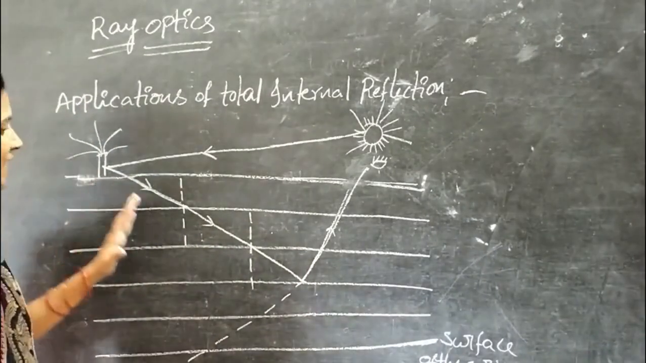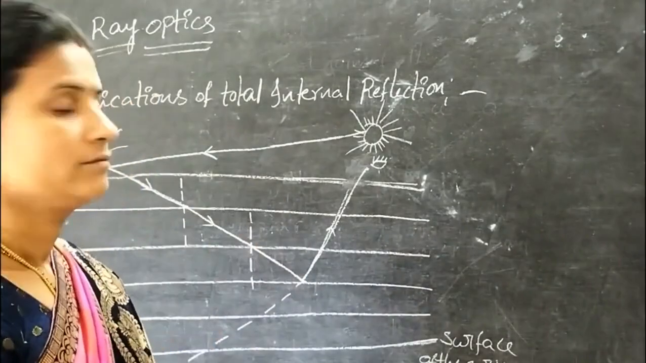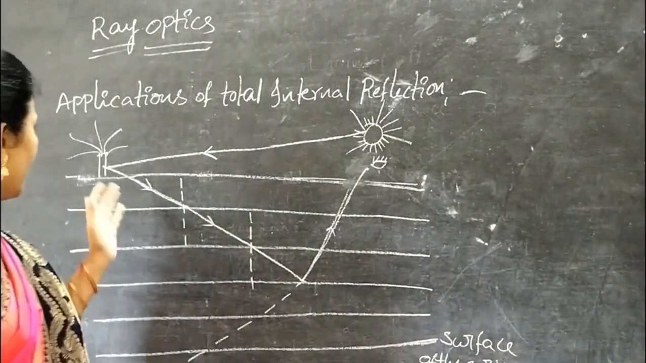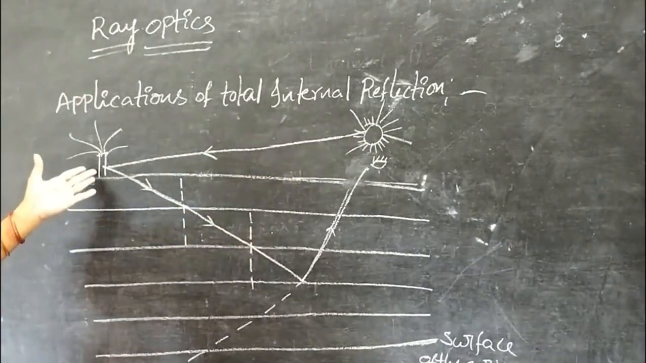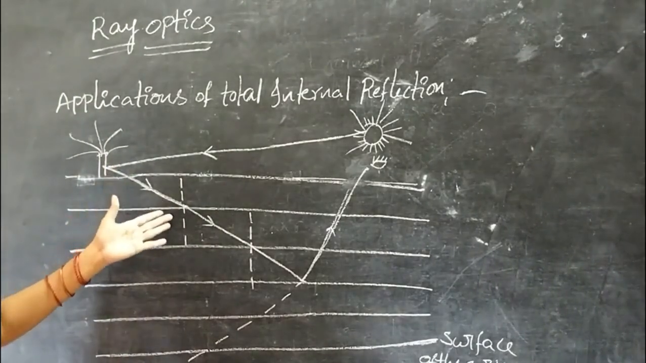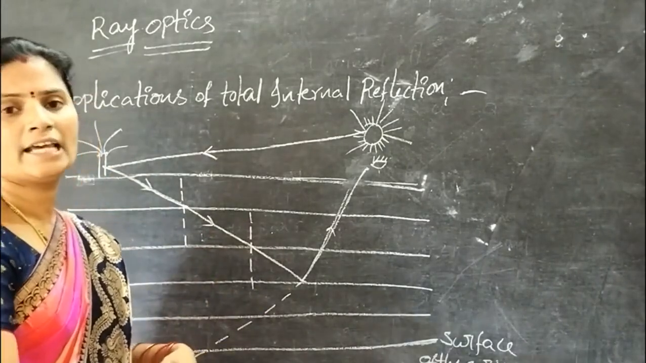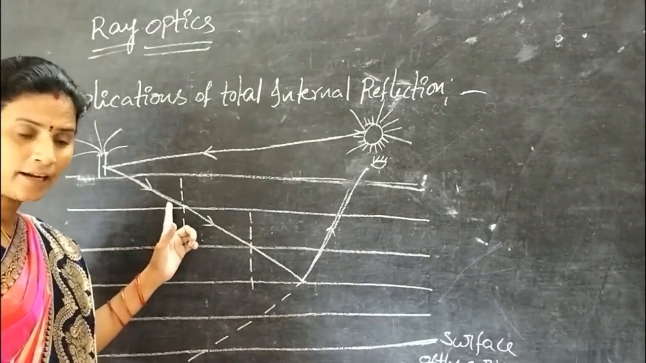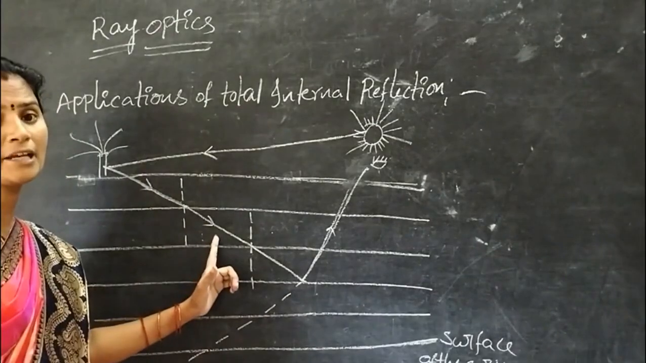A mirage is an optical illusion. It is one of the applications of total internal reflection. Whenever the sunlight is incident on an object, it reflects that light. The light travels from denser medium to rarer medium. Why? Because the upper layers are cool compared to the layer which is very close to the earth surface. So the light ray travels from denser medium to rarer medium.